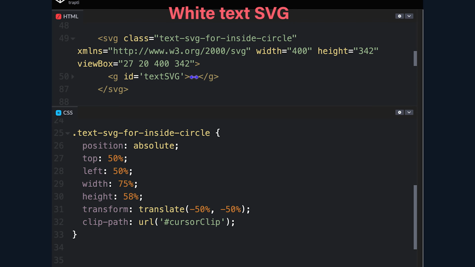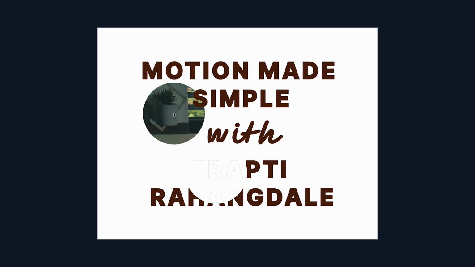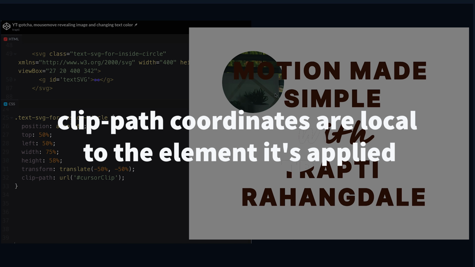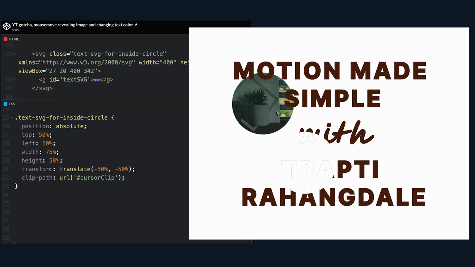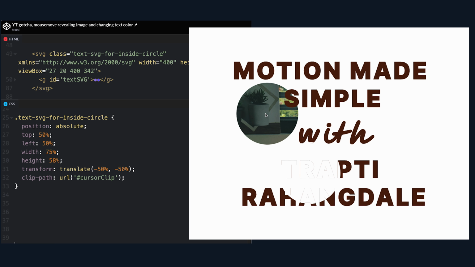Here is a mistake I actually made building this. My first instinct was to resize and center the white text SVG directly, 25% width, center with transform, and put the clip-path on the same element. What happens? The circle no longer lines up with the cursor. That's because clip-path coordinates are local to the element it's applied to. Resizing that element shifts its whole coordinate space, so the circle stops meaning what we think it means.